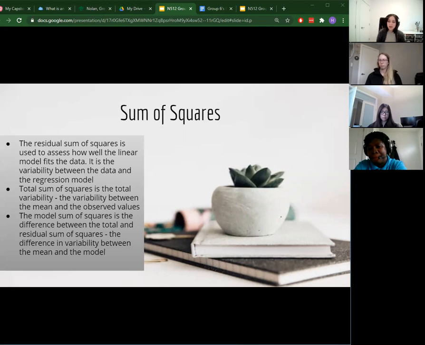Lastly is the model sum of squares. If the model sum of squares is large, this tells us that the linear model has improved prediction of the outcome variable compared to using the mean. If the model sum of squares is small, this tells us that the linear model is not much better than the mean at predicting the outcome variable.